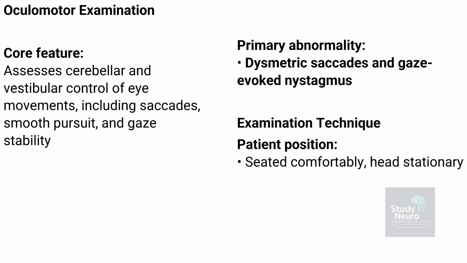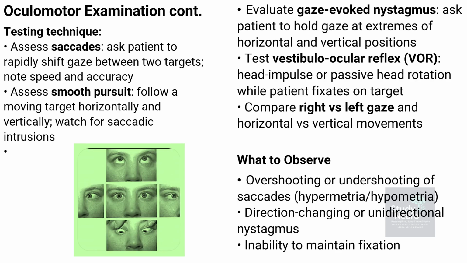Next, ask the patient to follow a slowly moving target. Normal pursuit is smooth and continuous. When cerebellar control is impaired, the eyes can't maintain smooth tracking and instead jump in small corrective movements, giving pursuit a jerky appearance.